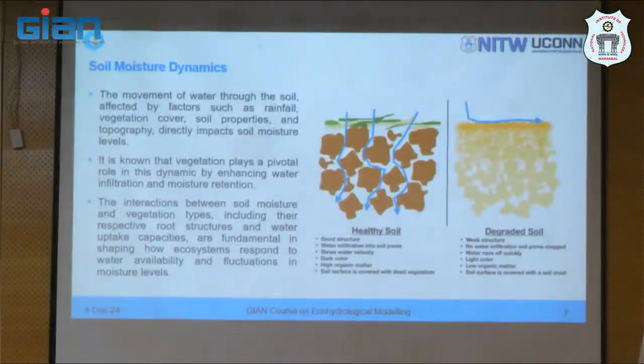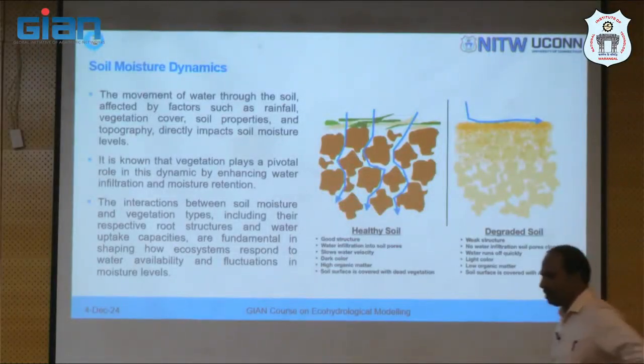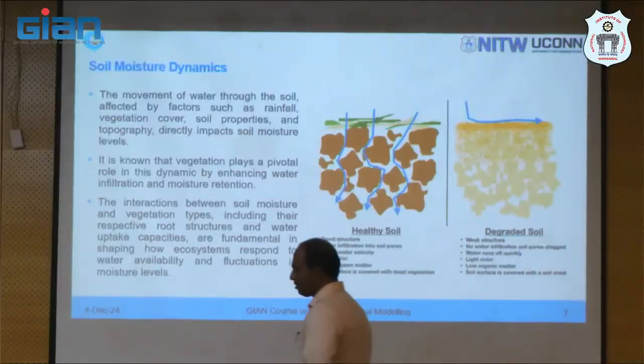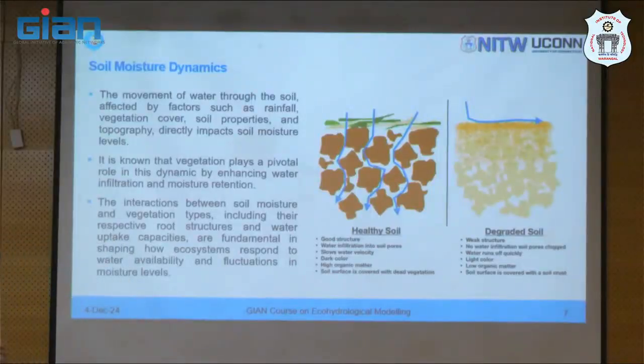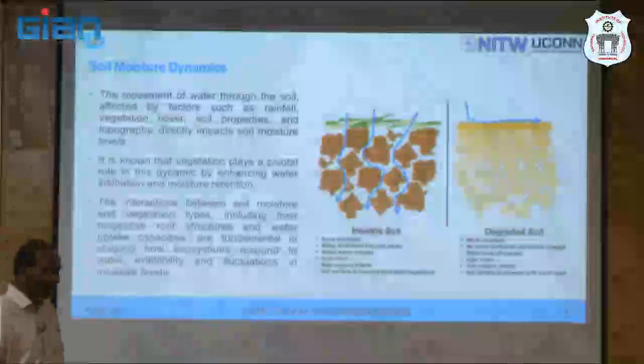Now, when it comes to soil moisture dynamics, vegetation helps the soil moisture and soil moisture helps the vegetation. It's both ways. Now, how does the vegetation help the soil moisture?